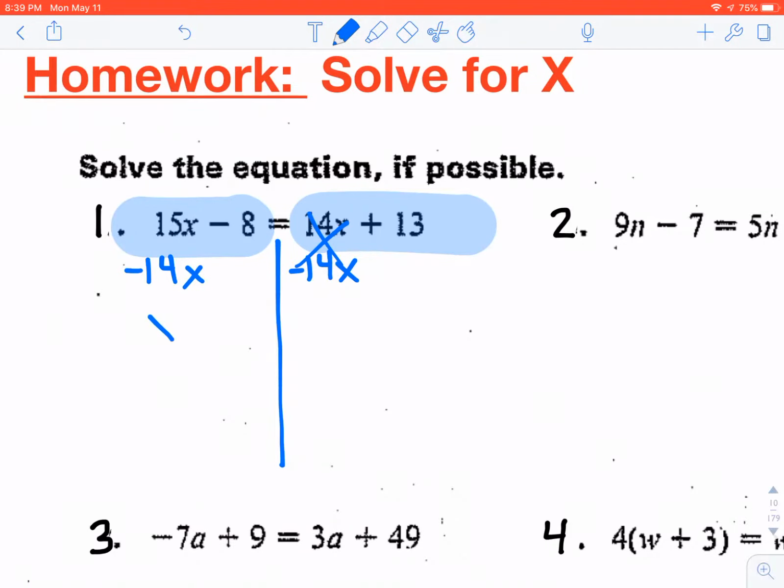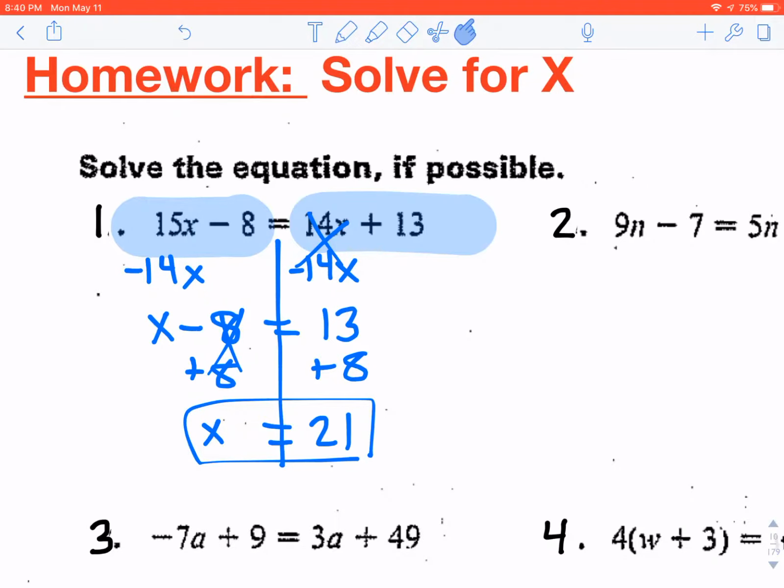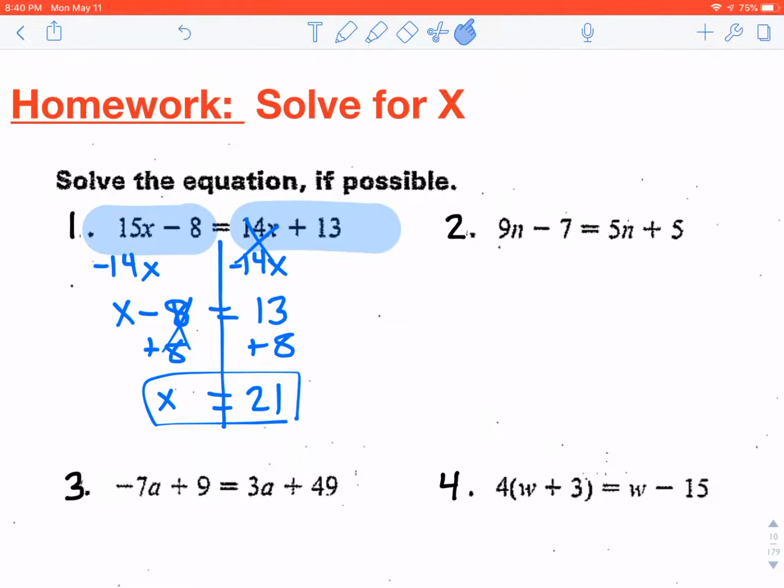You have 1x, or just x, minus 8 equals positive 13. You then should have moved numbers to the right. So you end up with x equals positive 21. Okay, so that's number 1.